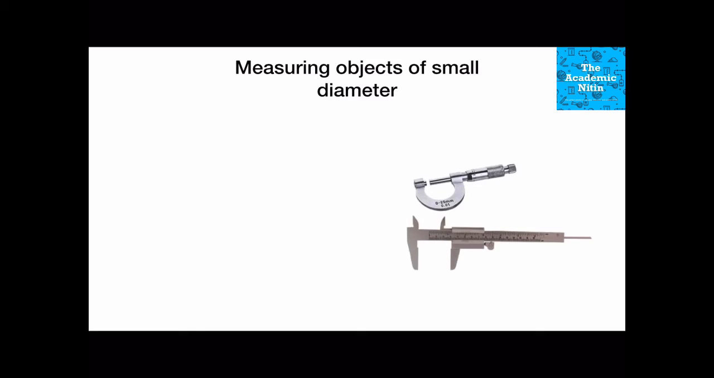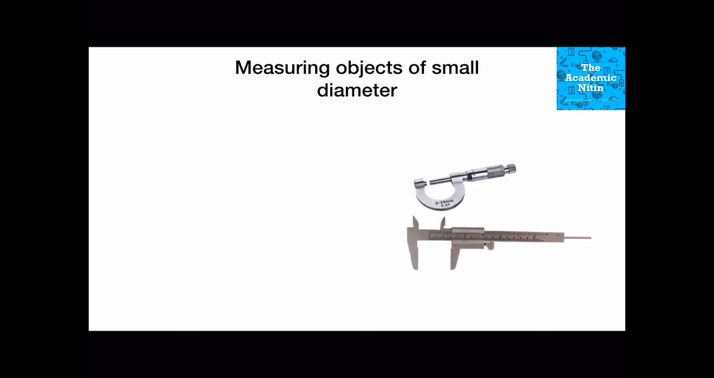So the last topic for the session is measuring objects of small diameters. The first one in the image is called the screw gauge, and the second one is called the vernier caliper. For the screw gauge, the smallest value you can measure is 0.01 millimeters. And for the vernier caliper, the smallest value you can measure is 0.1 millimeters.